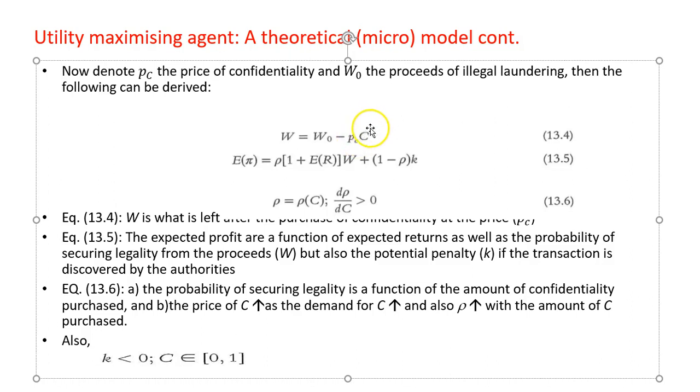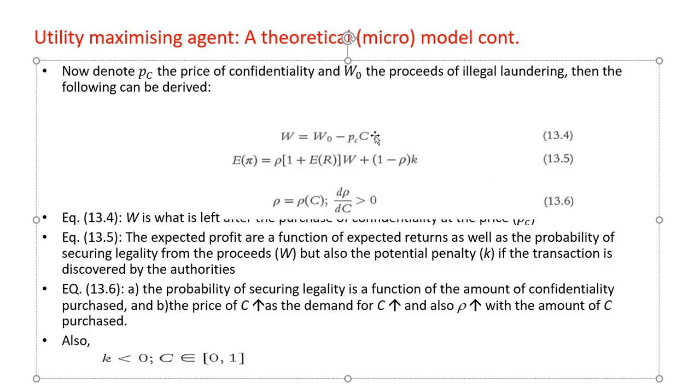So this amounts to a cost of confidentiality, and that is the extent to which the criminal is going to try to conceal their ill-gotten gains, which is denoted as W0, subscript 0. So those are the proceeds of illegal laundering. W, therefore, is the net amount. It's the proceeds minus the cost of the laundering process, and we've looked at that elsewhere, the smurfing and the loans and that sort of thing.